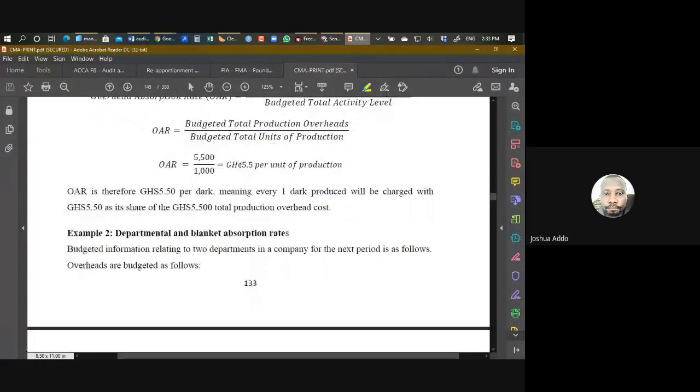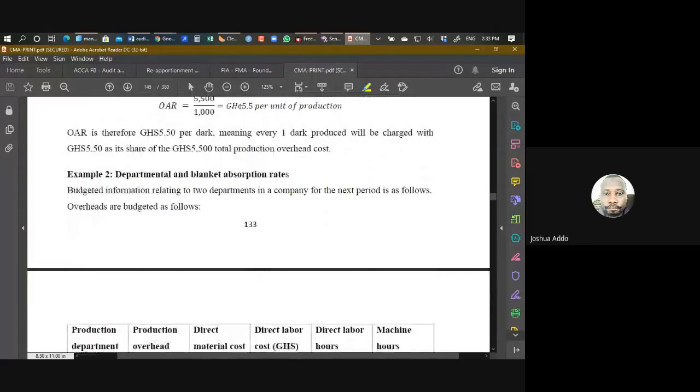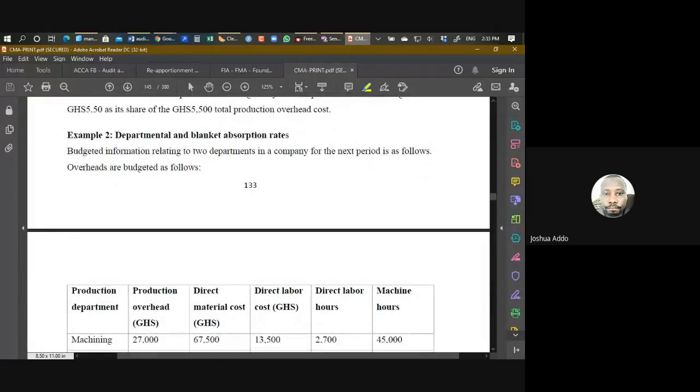Okay, so this is a blanket approach. Let's take example 2. Example 2 illustrates more on departmental. It clarifies the issue of departmental and blanket more accurately than the first one. The first one is just a general exercise on the overhead absorption rates. And I think everybody is okay about how it is calculated and what it represents. If any one of you has a question before we take example 2, you can let me know.